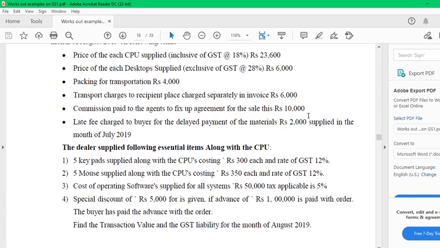If an advance of 1 lakh is paid with the order, the buyer has to pay the advance with the order. Find the transaction value and GST liability for the month of August 2019. It's a very good problem. Here is where we focus.